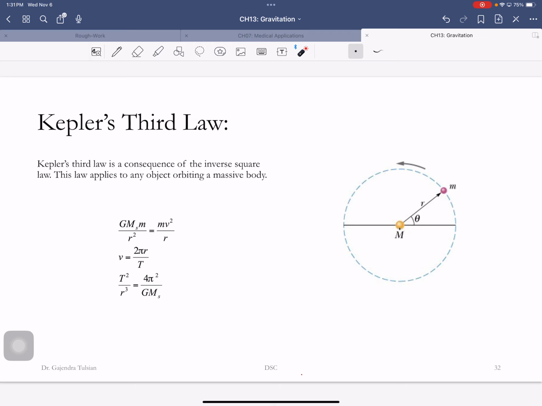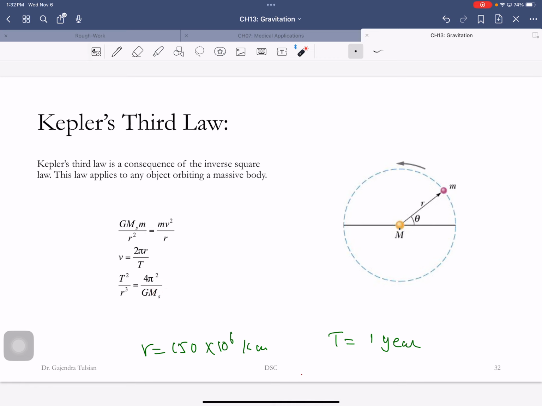Kepler's third law says the period squared divided by the radius cubed is equal to that. That's the mass of the sun, the mass of the central object. So how long does the Earth take to go around the sun? 1 year. And what is the Earth-Sun distance? 93 million miles. So R is about 150 million kilometers, T is 1 year. You can put these numbers in and calculate the mass of the sun.